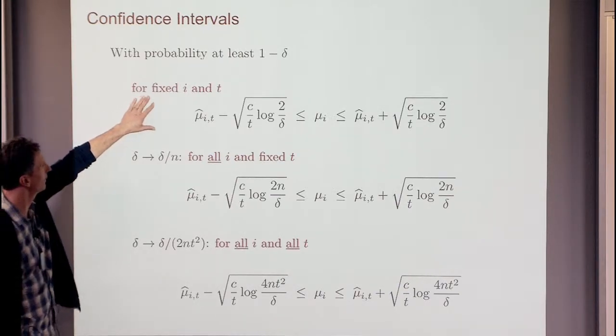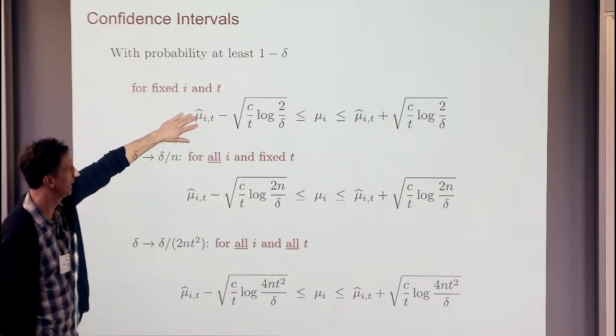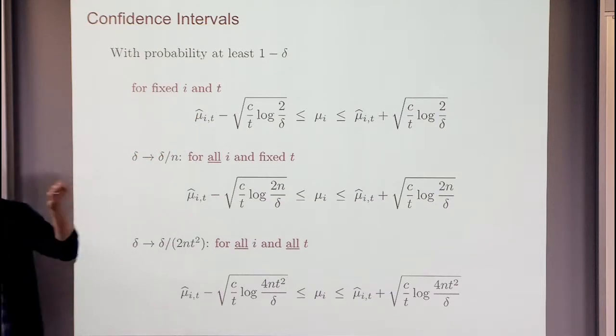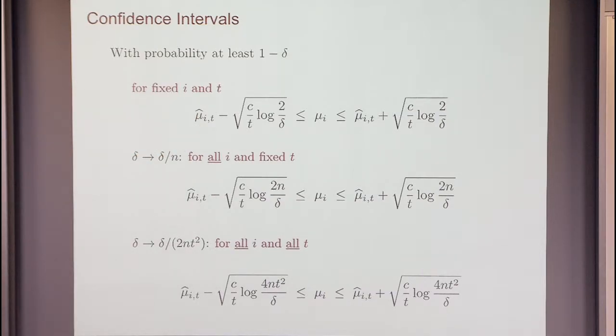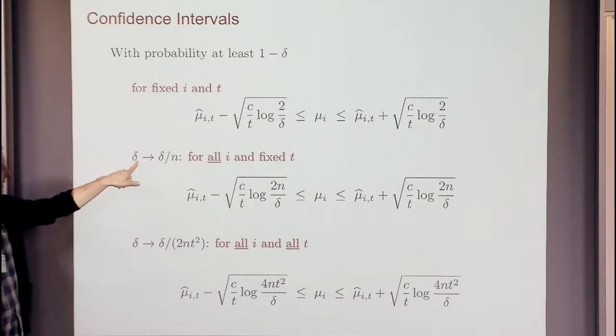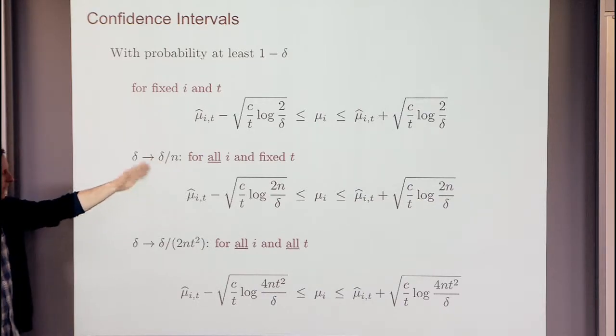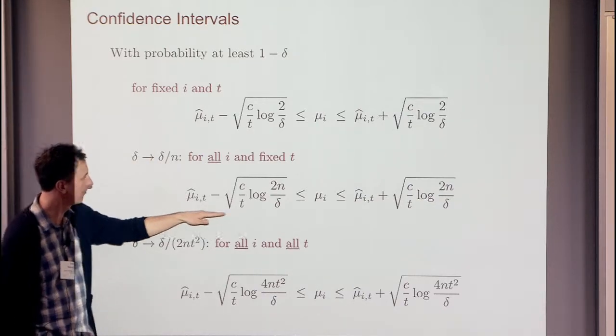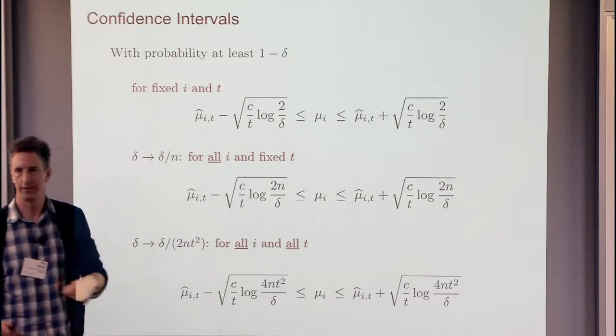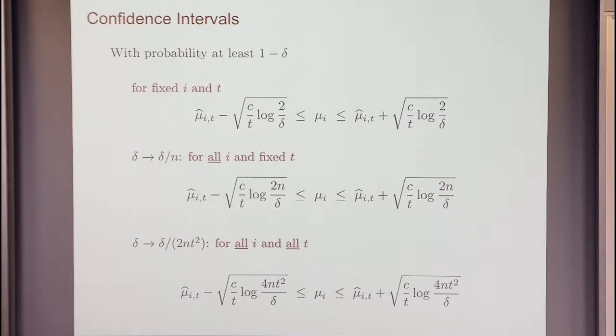So I just said for fixed i and fixed t, this is what we had. But we want to have it not just for a particular item, but for all of the items simultaneously, ideally. So then we're just going to take delta and change it to delta over n. So we effectively have a union bound over all the items. Now I have confidence intervals for all items simultaneously at a particular number of samples t.